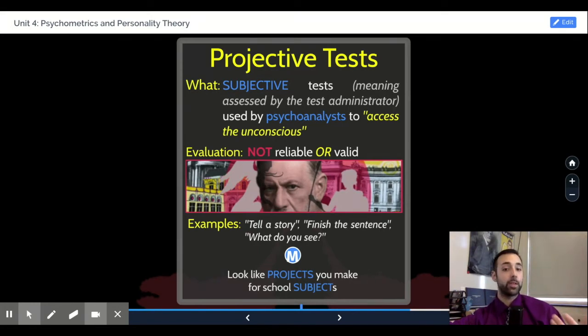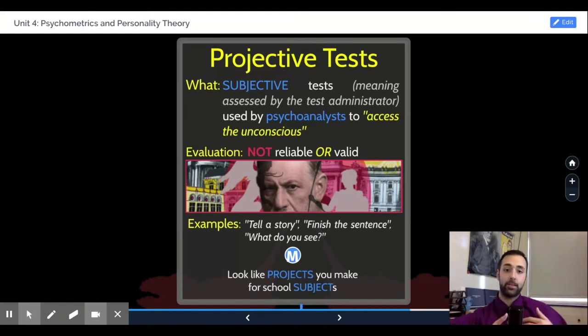Well, individuals that bought into psychoanalysis had to come up with a type of test, at least in their opinion, to access what was in your unconscious. So they came up with these tests that are called projective style tests. Some examples. Tell a story. I'm going to analyze your story. Or I'm going to begin a sentence and I'd like you to finish it. Or take a look at this picture. What do you see? Those types of tests give the test taker the opportunity to express how they feel, express what they're thinking, express the first thing that comes to mind.